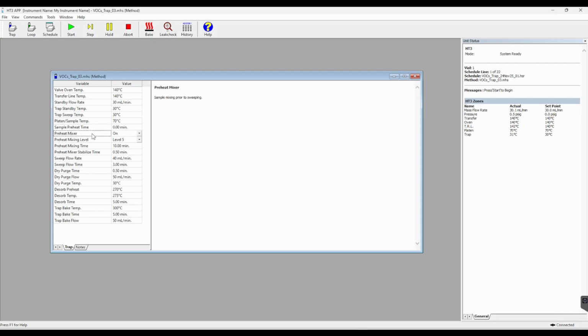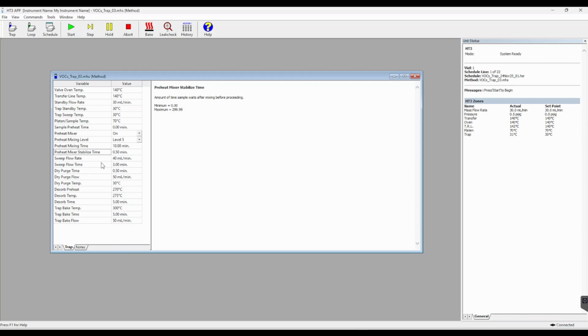Preheat mixer. This is the sample mixing prior to sweeping. Select on or off. Preheat mixing level. This value corresponds to the speed that the mixer will turn, levels 1 through 10. Preheat mixing time. This is the amount of time sample is mixed. Preheat mixer stabilize time. The length of time the sample equilibrates after it has finished mixing, but beware the sample is still being heated. These are grouped as the mixer parameters. These parameters are included in your total thermal exposure time for your sample.